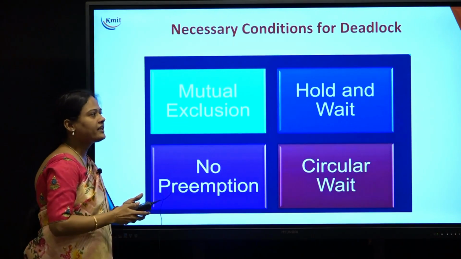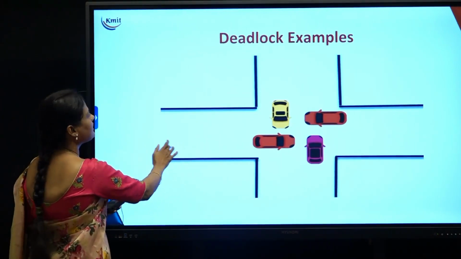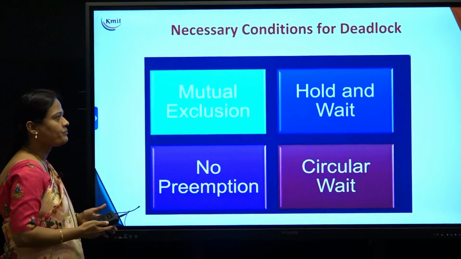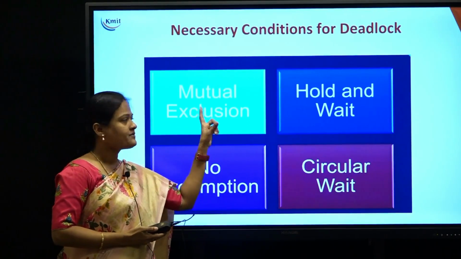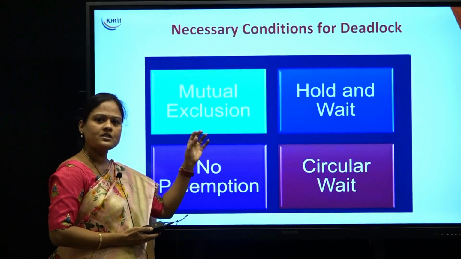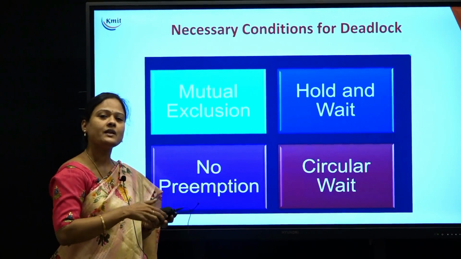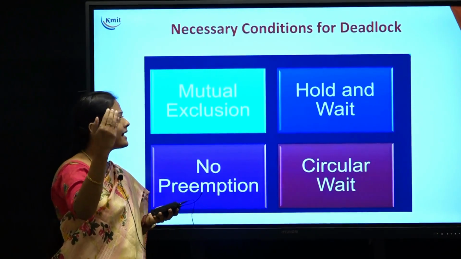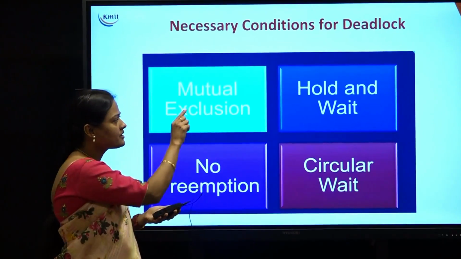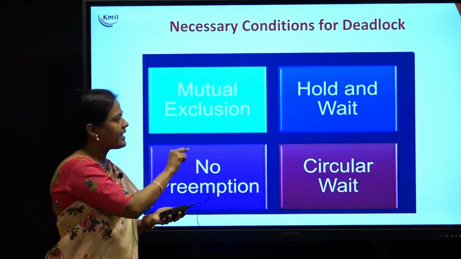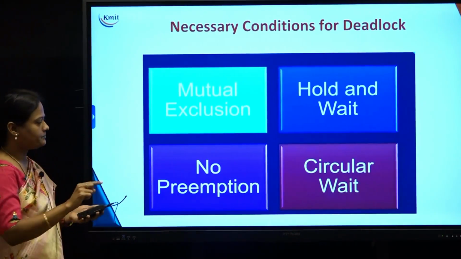When we move on to the next condition, that is hold and wait. As we have seen, one particular process will be holding a resource and waiting for a resource which is held by some other process. This condition, if it exists, leads to deadlock.